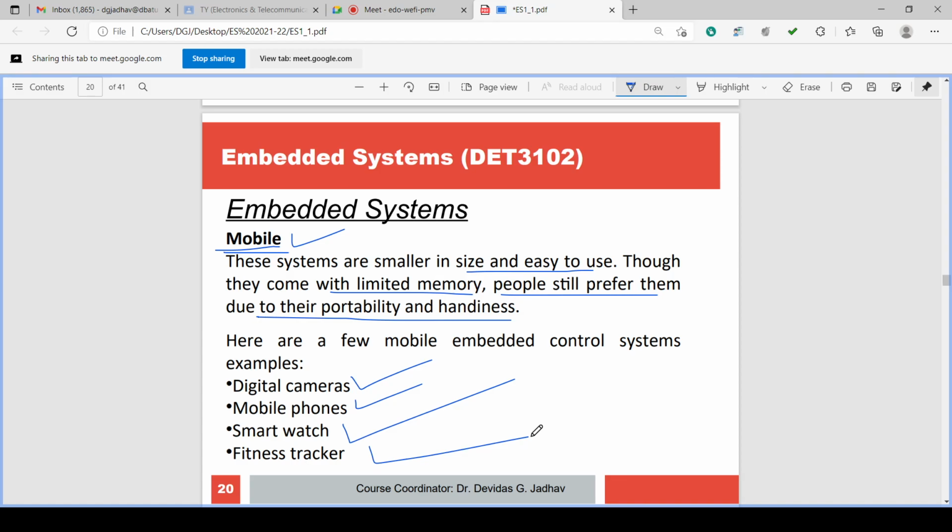Digital camera may be there in the mobile phone. Digital cameras may be there separately, like a DSLR. Digital cameras are the embedded system examples. So what are there in the digital cameras? There is a sensor, there is a lens unit.